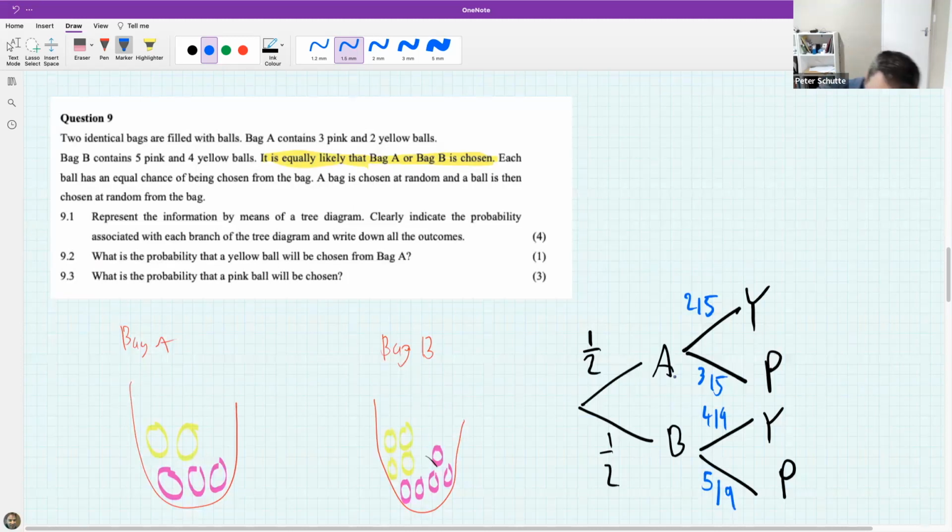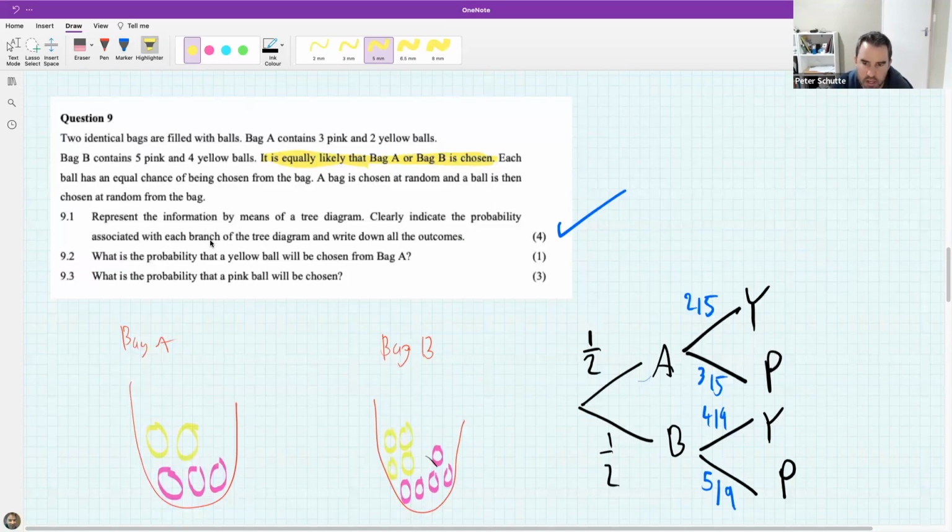So look at that. In this situation, you have done your tree diagram. There's bag A and bag B. They're equally likely, 50%. And then the chance of getting yellow is this. Now, there are 4 outcomes, but they're not all equally likely. They differ.